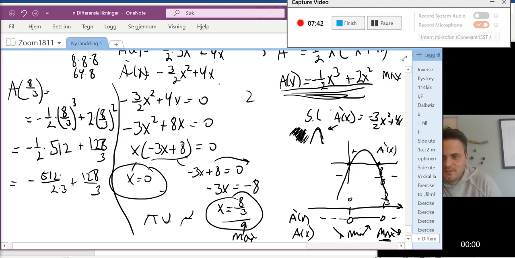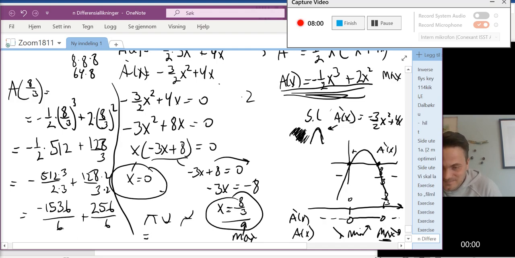We have to find the common denominator, so I have to do this. And this is minus 1536 divided by 6 plus 256 divided by 6. So what is this thing? We get the negative answer. Can't get a negative answer. I've done something wrong here.